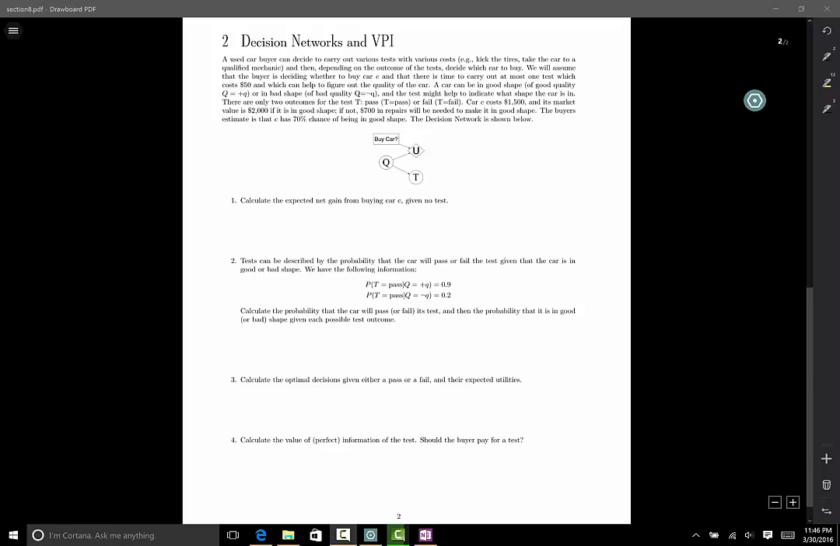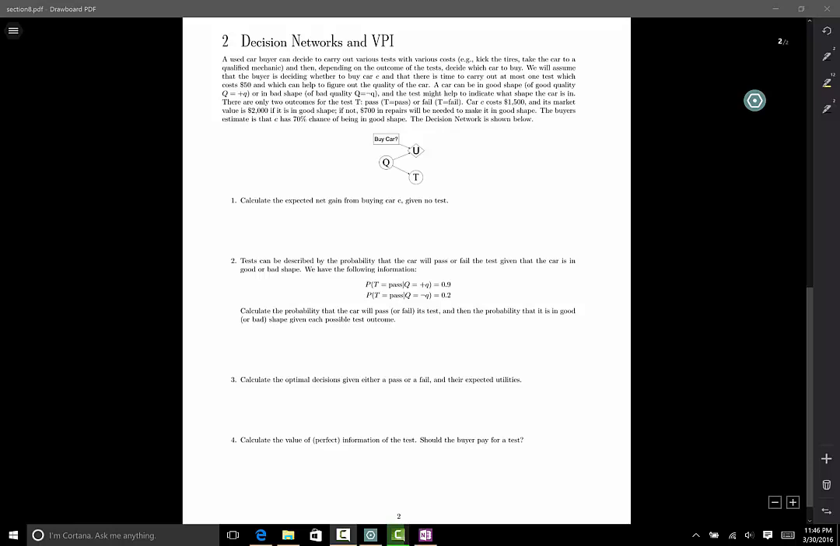A car can be in good shape, of good quality, Q equals plus Q, or in bad shape, Q equals not Q. And the test might help to indicate what shape the car is in. There are only two outcomes for the test: pass and fail. Car C costs $1,500, and its market value is $2,000 if it is in good shape, and if not, $700 in repair will be needed to make it in good shape. The buyer estimates that C has a 70% chance of being in good shape. So the decision network is shown below.